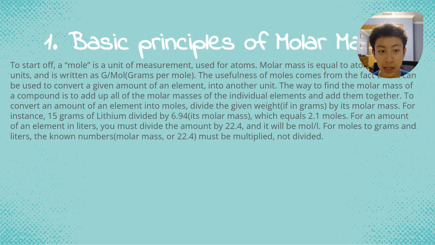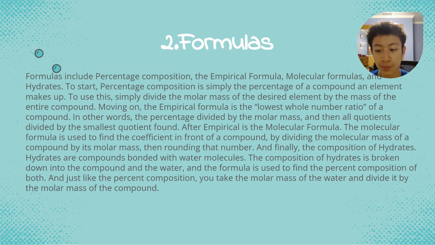To convert an element into moles, divide the given weight, if in grams, by its molar mass. For instance, 15 grams of lithium divided by 6.94, its molar mass, equals 2.1 moles. For an amount of an element in liters, you must divide the amount by 22.4, and it will be moles per liter. For moles to grams and liters, the known numbers, molar mass or 22.4, must be multiplied, not divided.